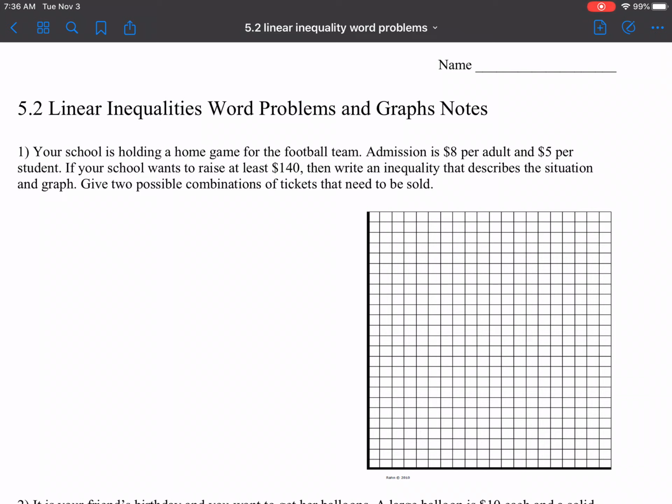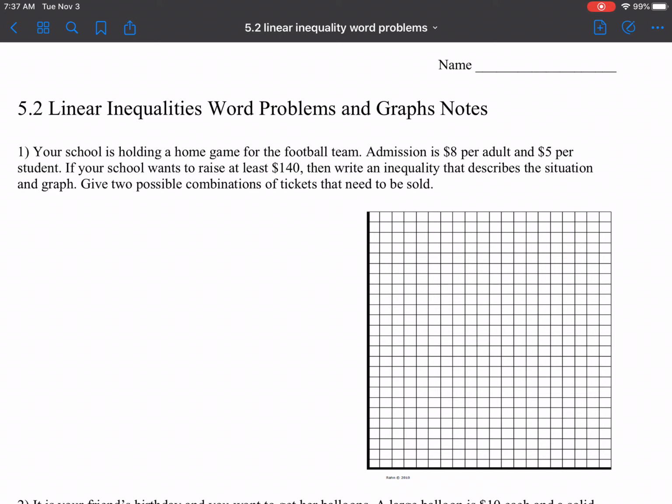So if I read number 1, it says, your school is holding a home game for the football team. Admission is $8 per adult and $5 per student. If your school wants to raise at least $140, then write an inequality that describes the situation and the graph. Give 2 possible combinations of tickets that need to be sold.